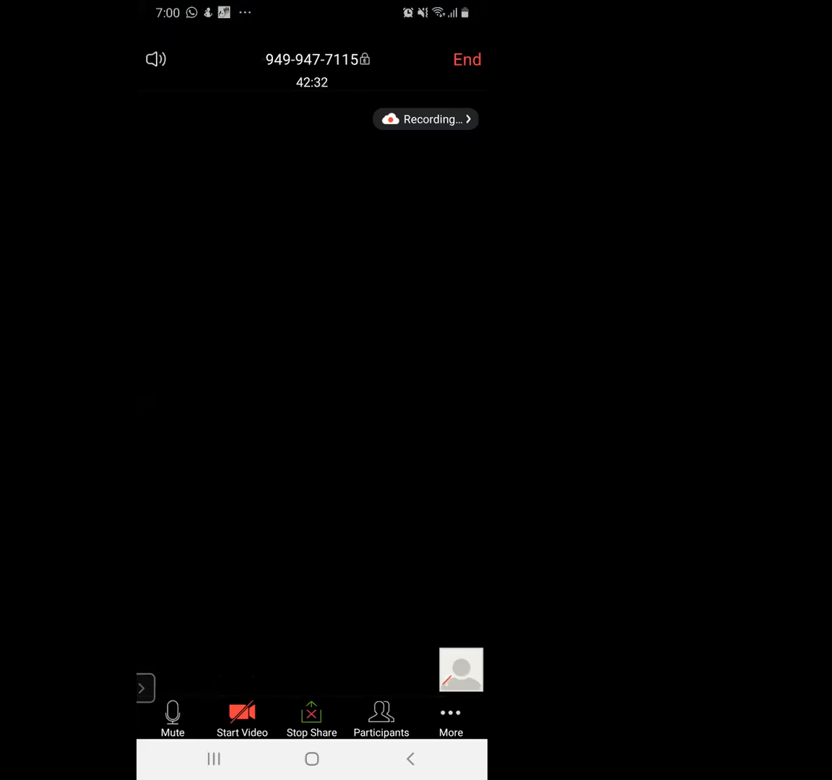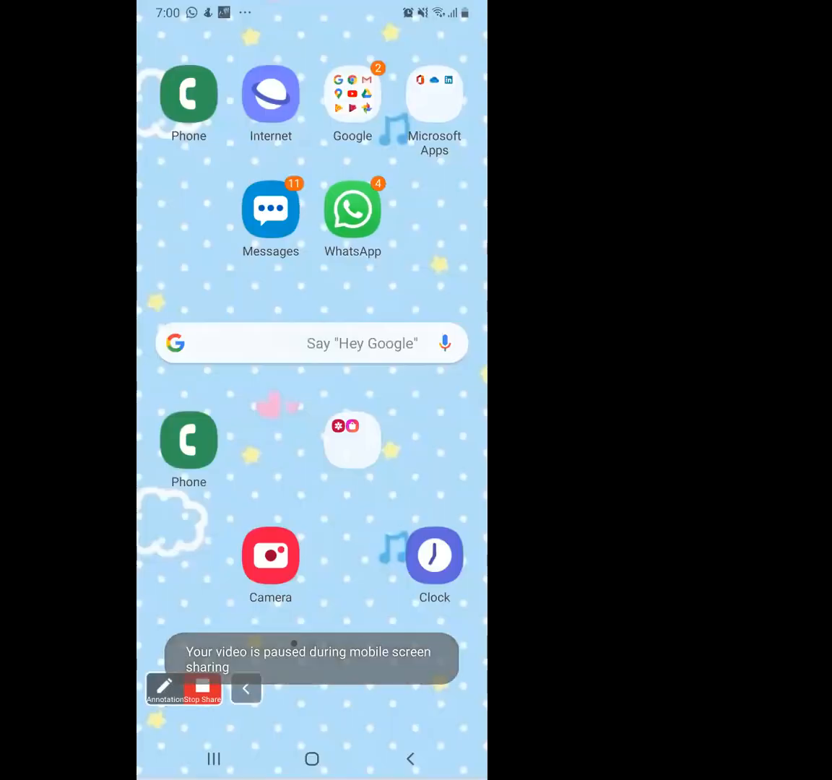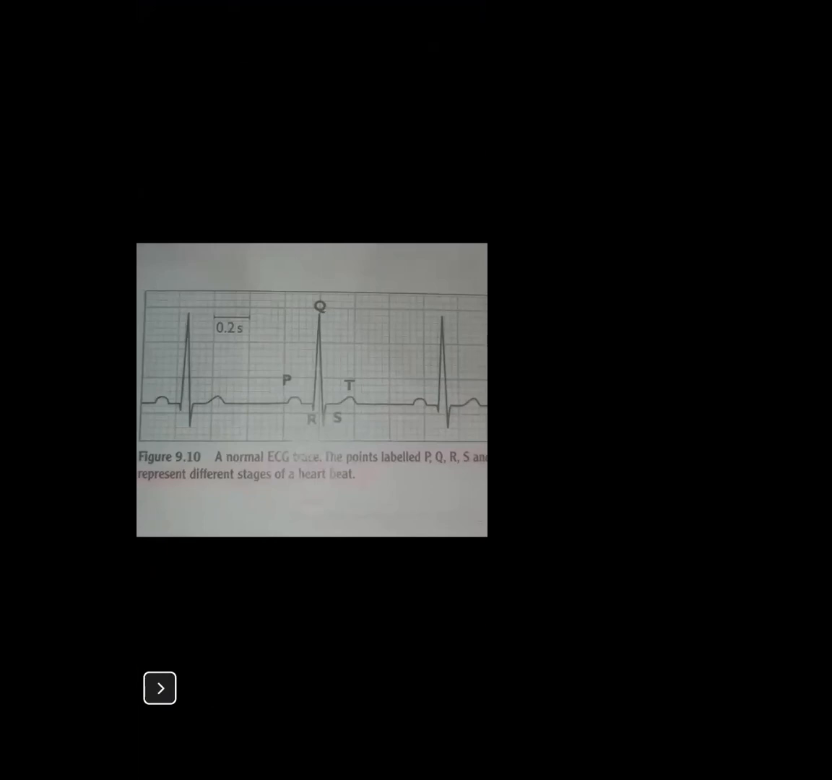Okay, now let's talk about the cardiac cycle now. Oh, sorry, ECG. I forgot the ECG. Now, what is ECG? Again, it is a short form of electrocardiogram. I will show you a good picture of it. This is the same picture as your book, by the way, but I can show you in a better way this way.